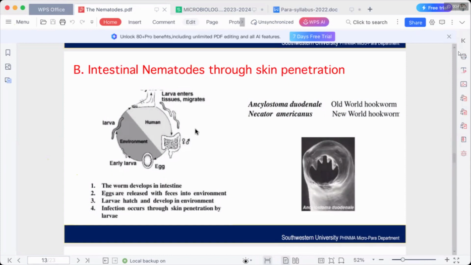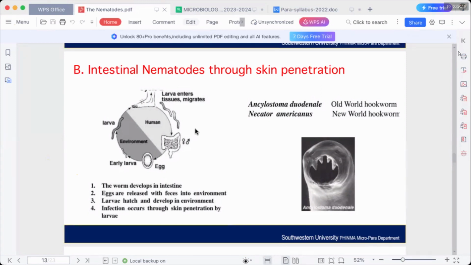For the hookworms, you have two: Ancylostoma duodenale, the old world hookworm, and Necator americanus, the new world hookworm. The worm still develops in the intestine, and the eggs are released with the feces into the environment. Then the larva hatch and develop in the environment, and you get it by touching the soil or dirty places that we cannot see.